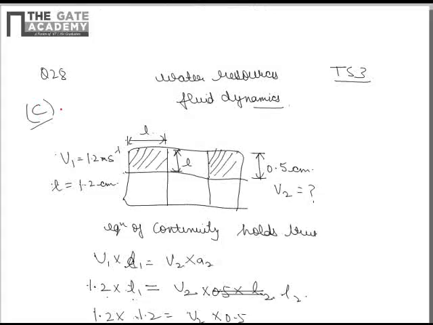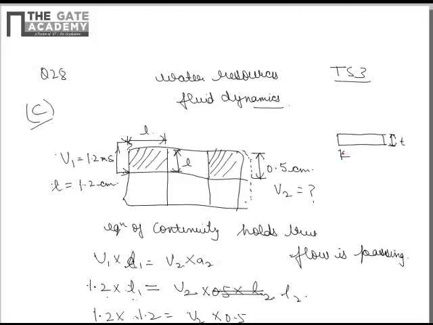Now the only thing that has to be kept in mind is that here in V1 into A1, A1 is not the area of the hatched portion, but the area through which flow is passing. So if we look at its cross section, it will look something like this, with this thickness T perpendicular to the plane of the paper. So this is the section through which flow is passing, and we have assumed that T is 1 for this particular analysis.